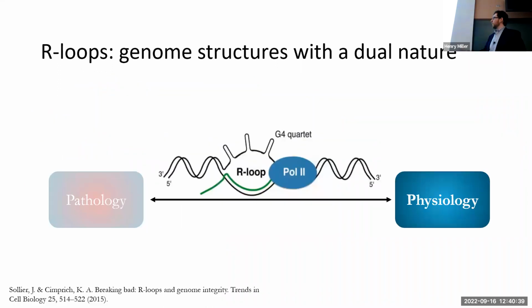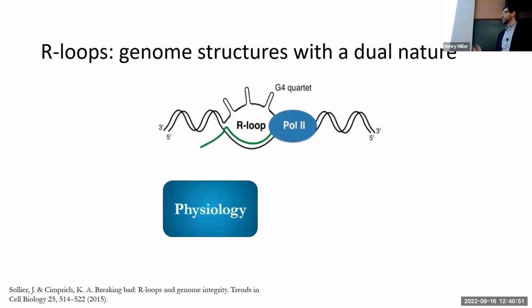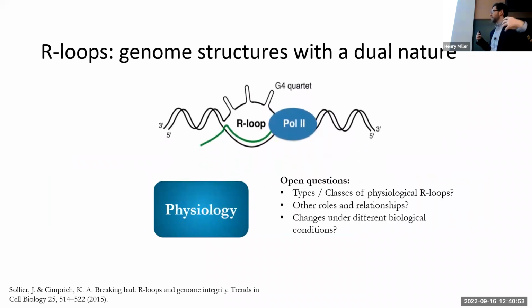Okay, so we've now seen that there is a physiological context for R loops and some of the roles that have been described thus far. But there are many more questions that remain unanswered today, such as what are the other types and classes of physiological R loops? What other roles and relationships do they participate in? And how do they change under differing biological conditions?